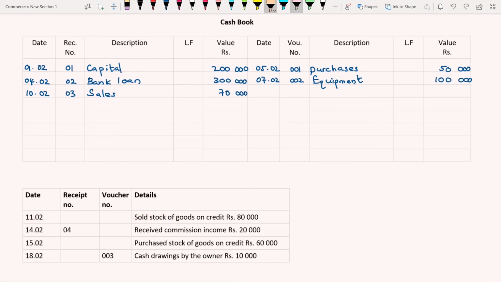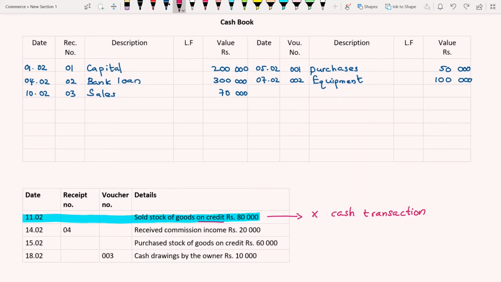Then on 11th of February, sold stock of goods on credit, rupees 80,000. Do we record this transaction in the cash book? No, because this is a credit transaction. It's not a cash transaction. So we are not going to record this in our cash book.